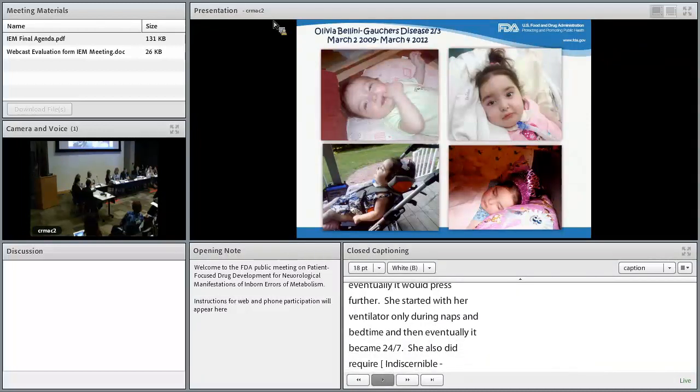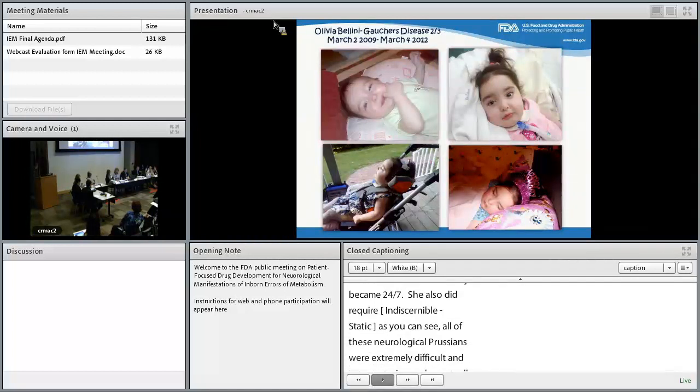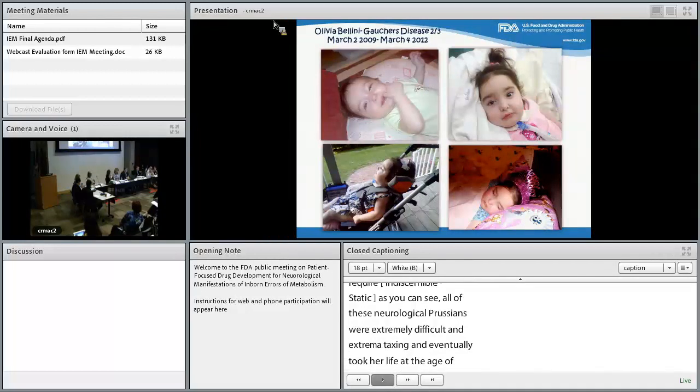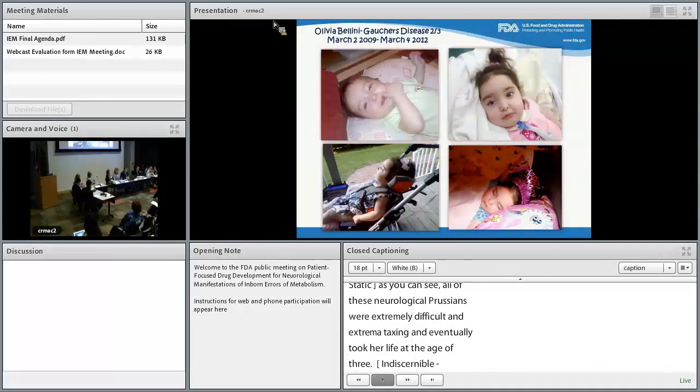So, as you can see, all of these neurological progressions were extremely difficult and extremely taxing, and eventually took her life at the age of 3. We were very lucky to have her until 3. Many of the Gaucher's 2 children do not live past 2. And thank you very much.